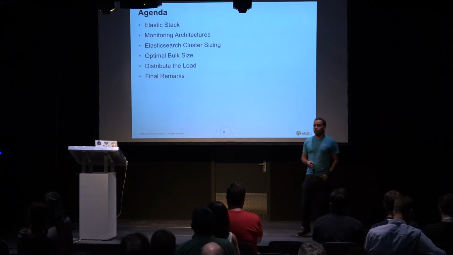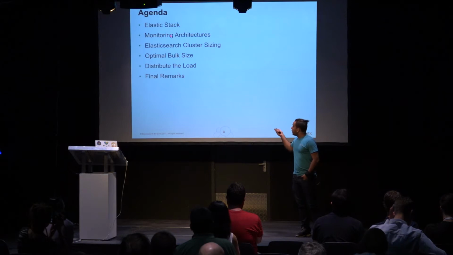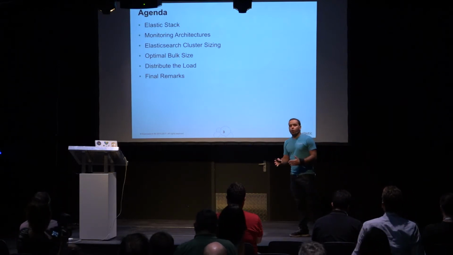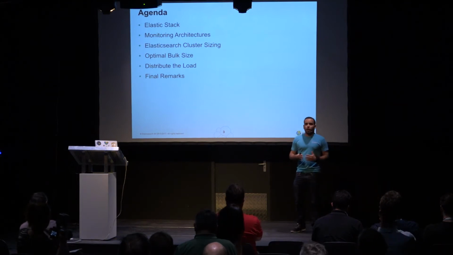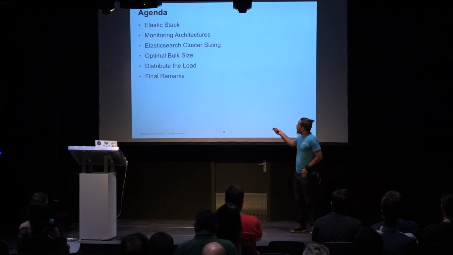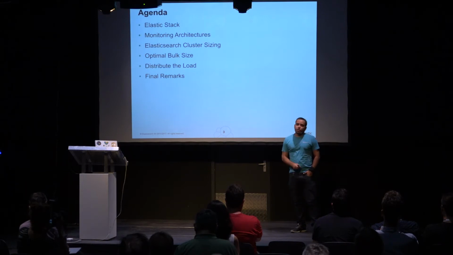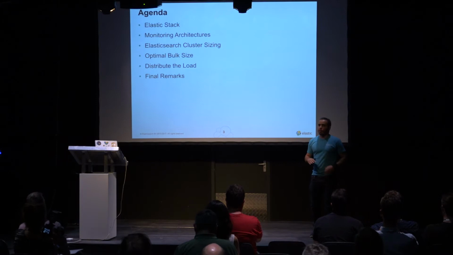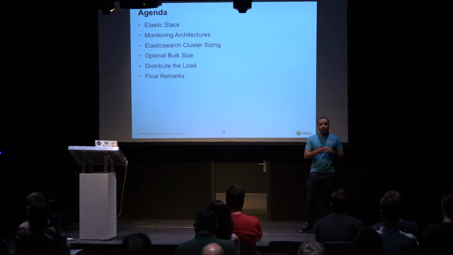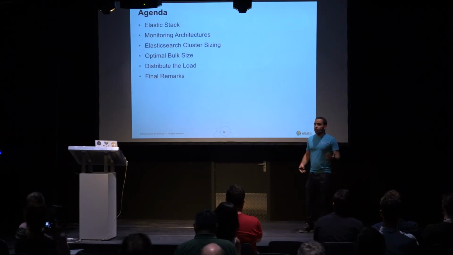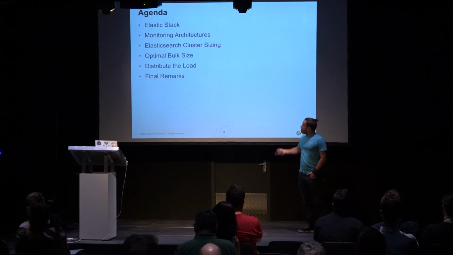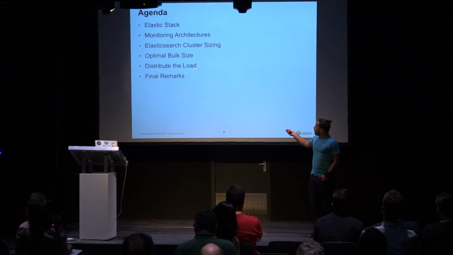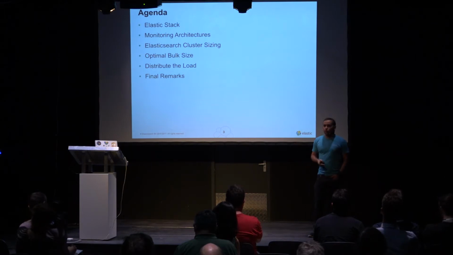Not so sure how many of you are familiar with the entire stack. Then I'll go into monitoring architectures. So as you want to monitor your logs or metrics, your systems, what are the common architectures we have? Then I'll go into some cluster sizing, not specifically shard sizing. There's a talk about that, but the overall idea and how to think about scaling when it comes to logs. Then two tips on optimal bulk size, so when you're ingesting, how to do that, and distributing the load is also a very important part.